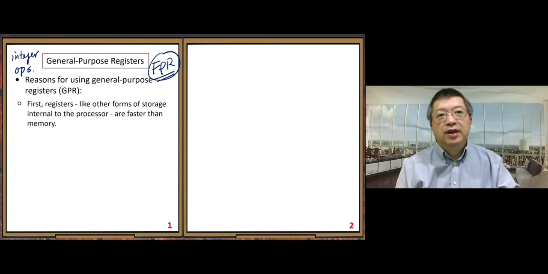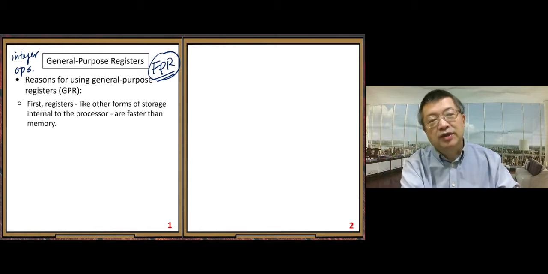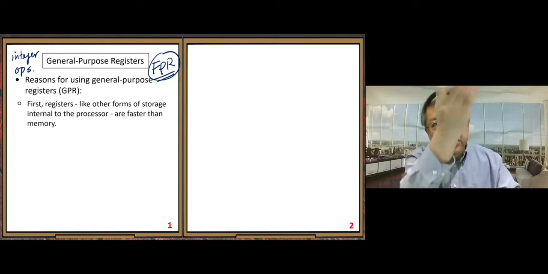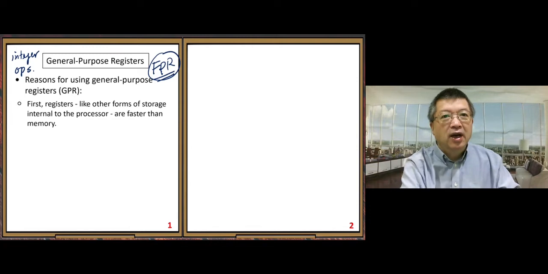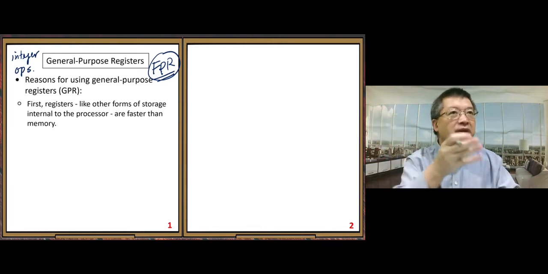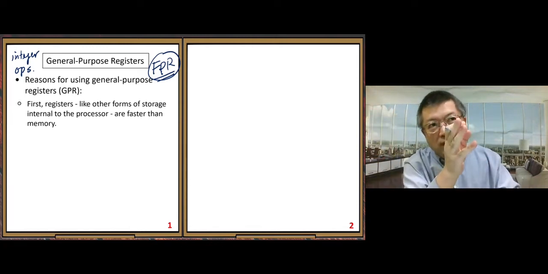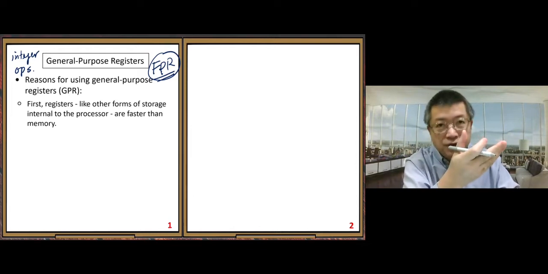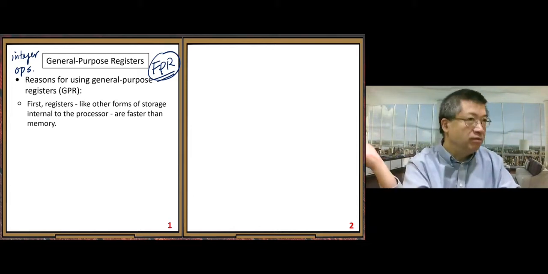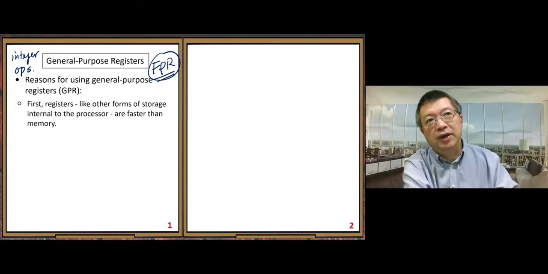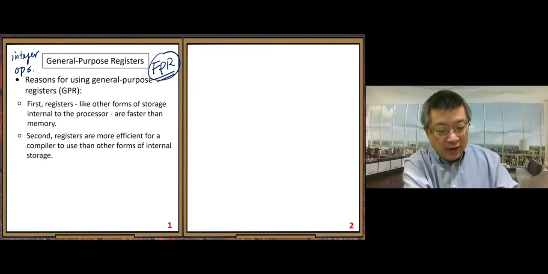First, registers, like other forms of storage, that means stack, accumulator, are faster than memory. So here, it means if you get data from registers, it is much faster than you get data from memory.